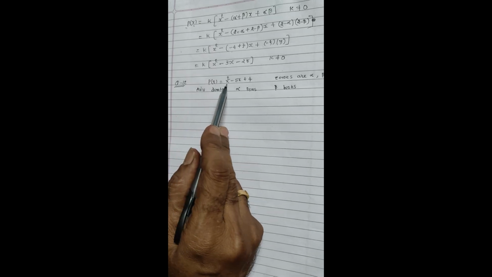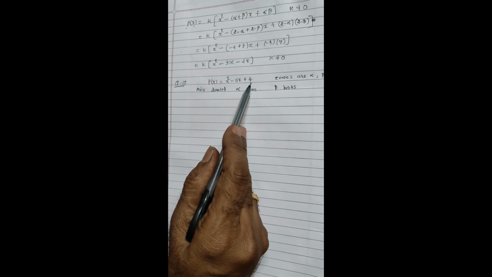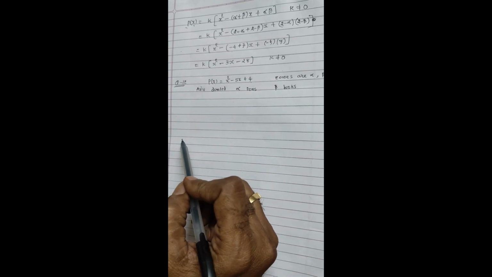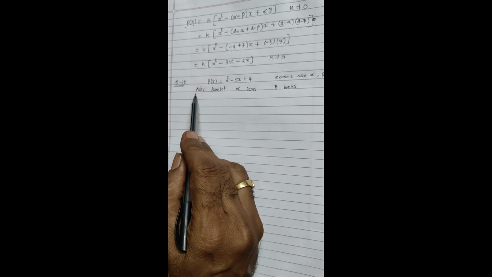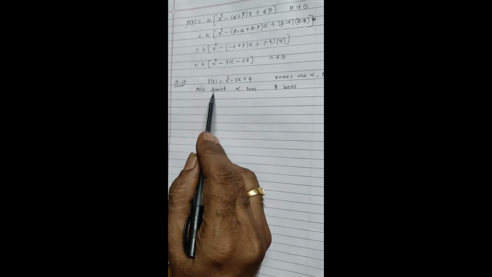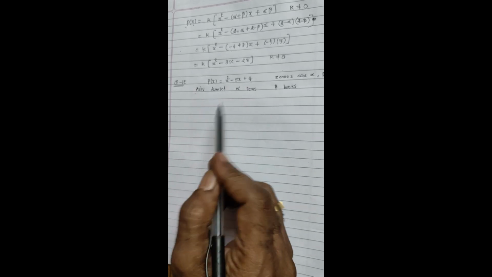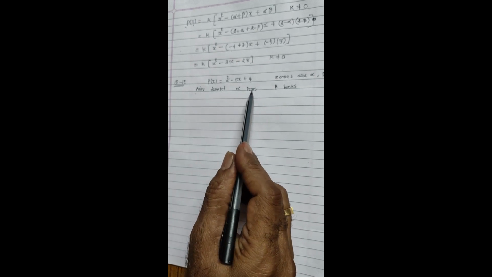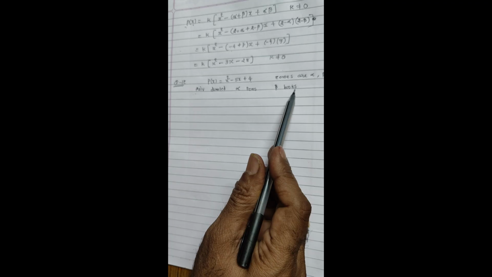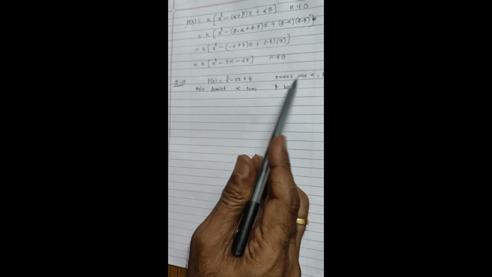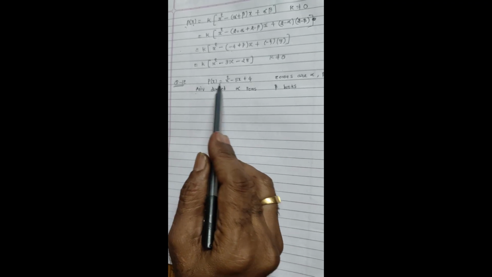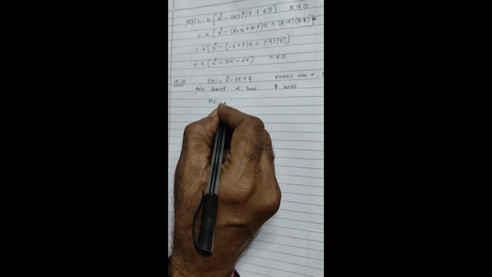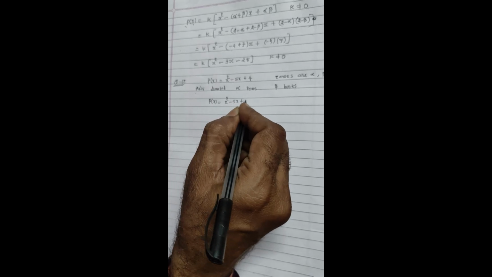Question 12. p of x is equal to x square minus 5x plus 4. This polynomial is given, whose zeros are alpha and beta. The question says that Arif donated alpha pens and beta books. But what are alpha and beta? They are the zeros of this polynomial. So first of all, I will find the zeros of this polynomial.